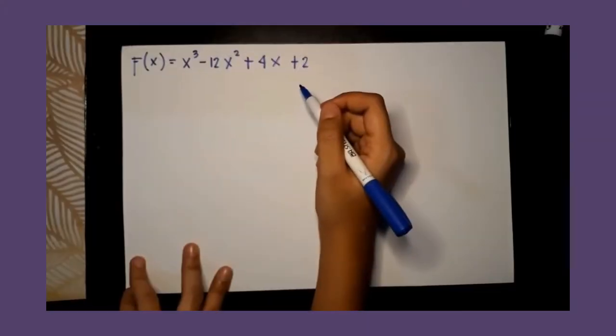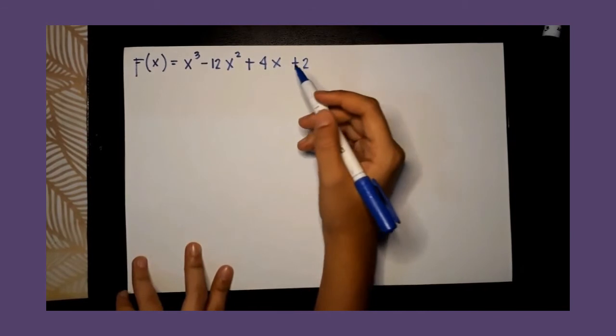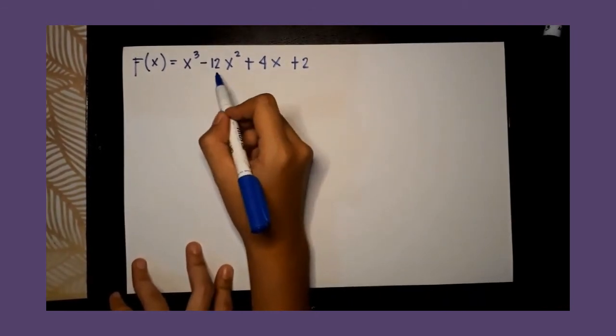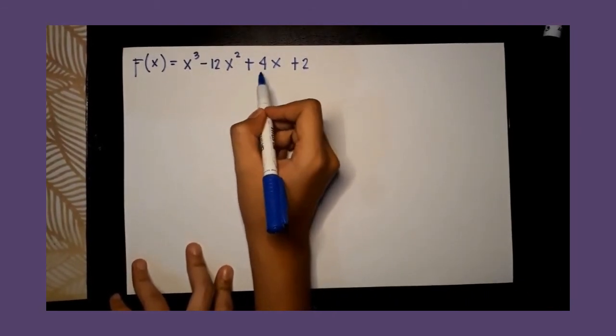Crisabel Shane Gaviana from 11th MF Adroit class, and I am going to give some examples of higher order derivative. Example: we have f of x is equal to x cubed minus 12x squared plus 4x plus 2.